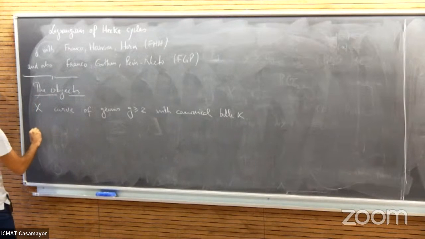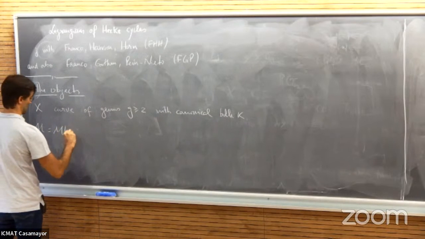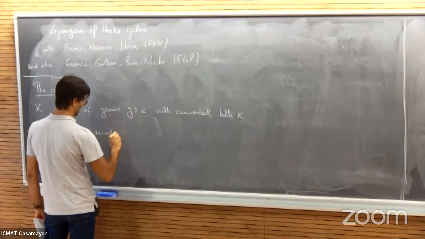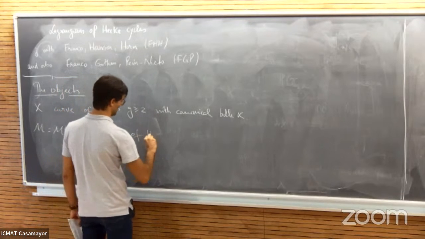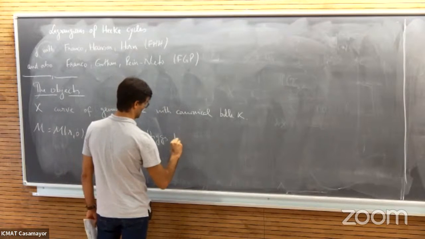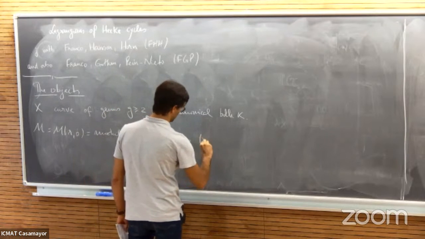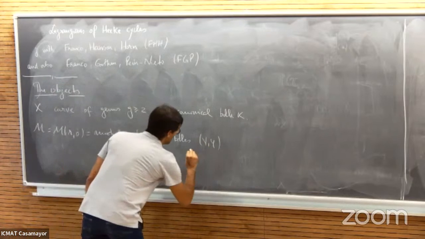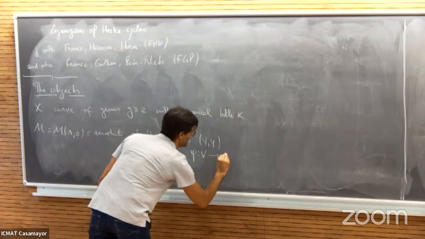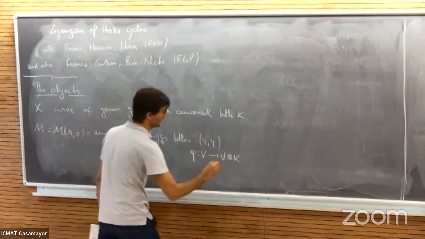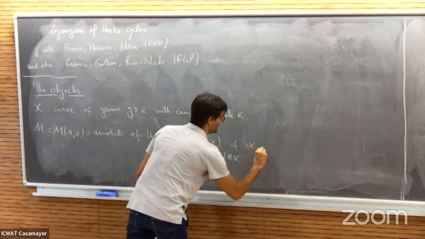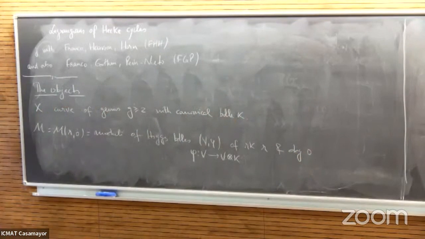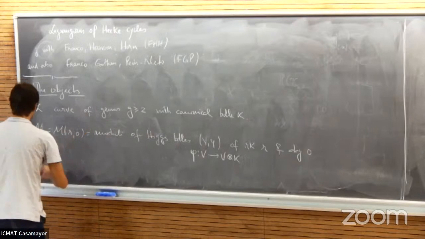And by M, I'll mean the moduli space of Higgs bundles, which you already know are pairs consisting of a vector bundle E and a K-twisted holomorphic endomorphism of E, of rank r and degree 0. So we are always in degree 0. The rank is the rank of E.